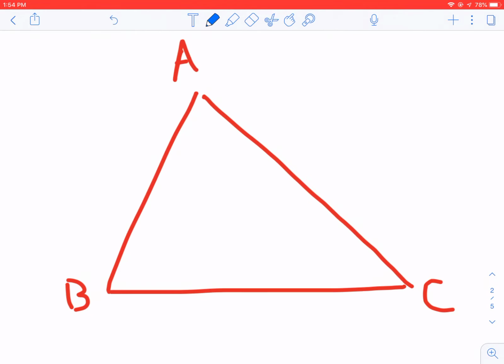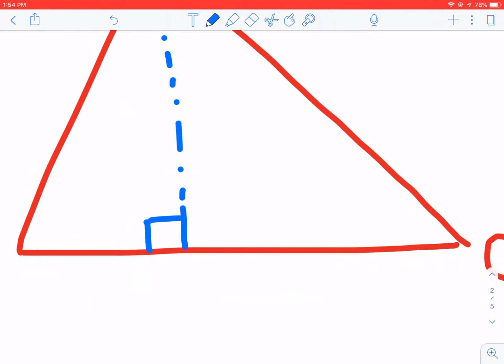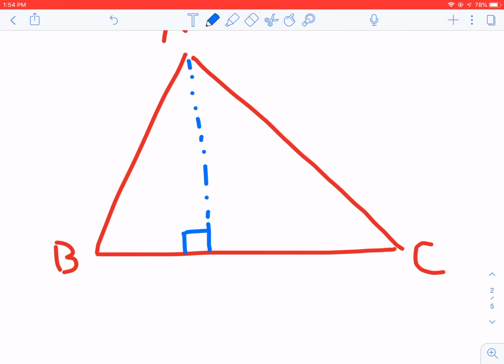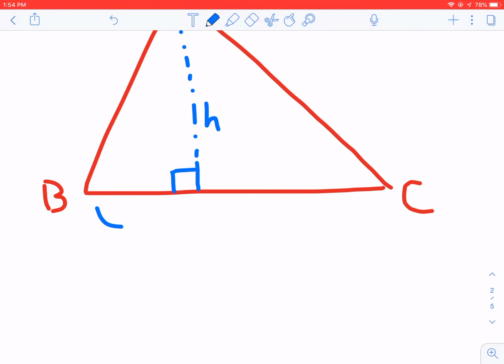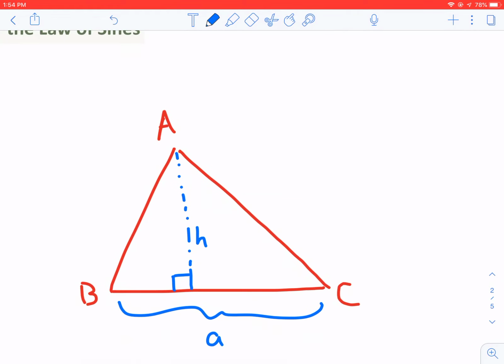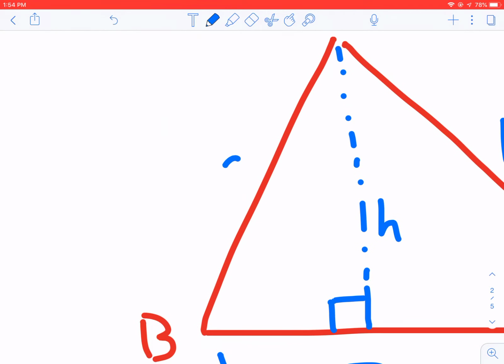And what I'm going to do is I'm going to drop an altitude, this perpendicular, and I'm going to label that H. And let's label the sides as well. That's the length of A. Opposite angle B, this will be the length of B. Opposite angle C, this will be C.